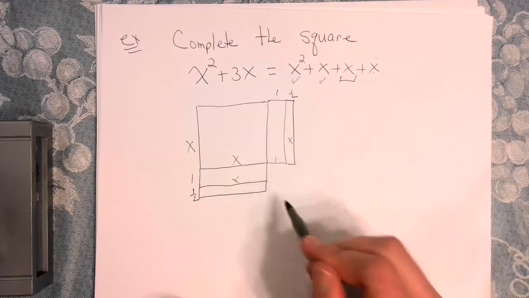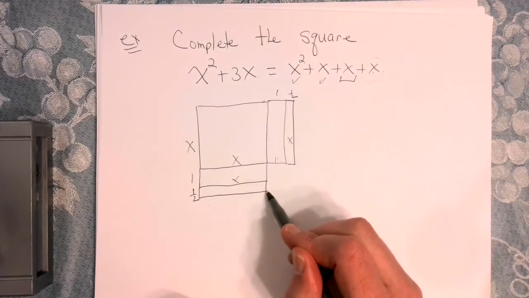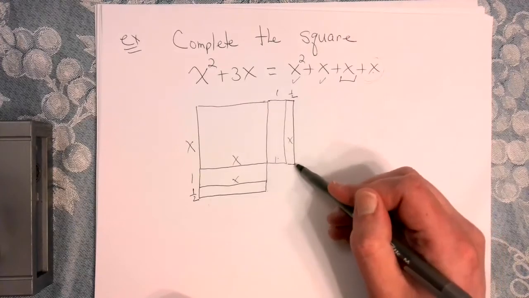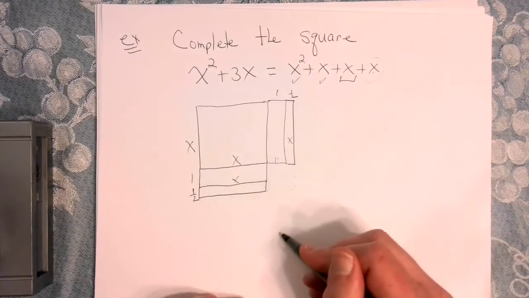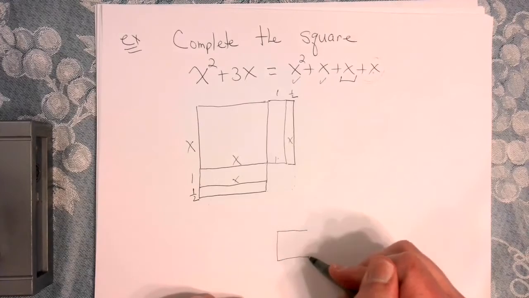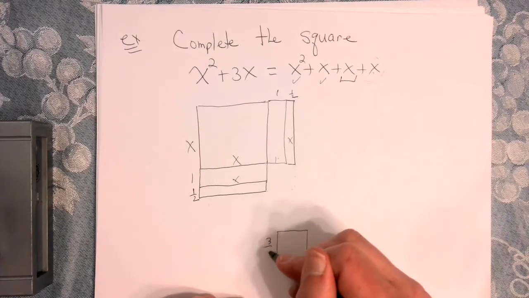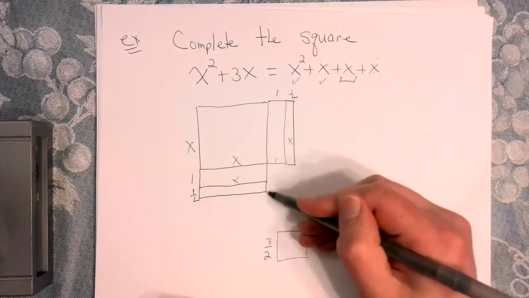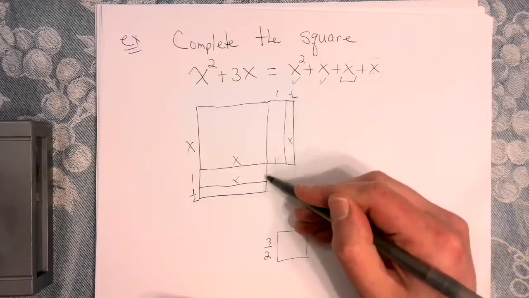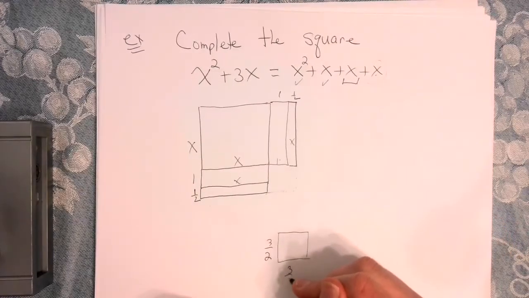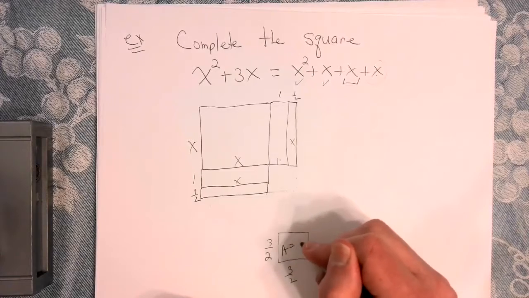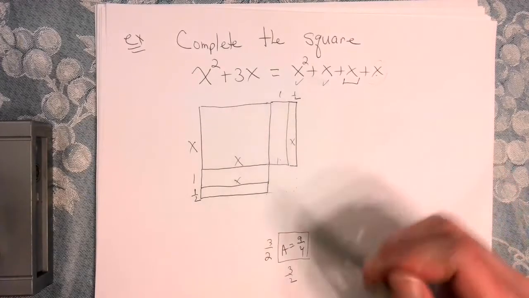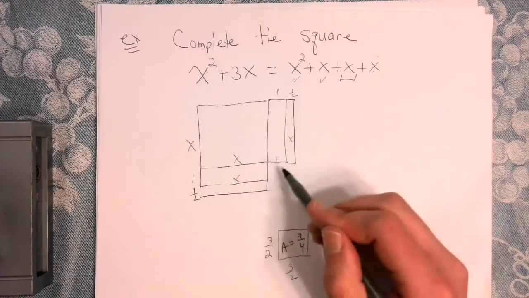Well, let's think about it. I would need a square that's, let's see here, 1 plus 1/2 by 1 plus 1/2. So I would need a square that would be 3/2, that's 1.5 or 1 plus 1/2 by 1 plus 1/2. So the area would have to be, it looks like 9/4. So to complete out the square, I would need a square of area 9/4 to go here.